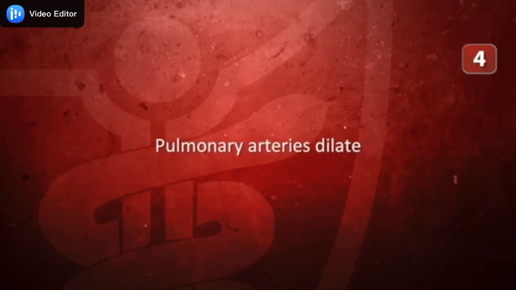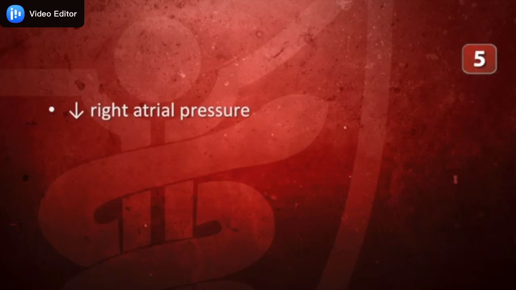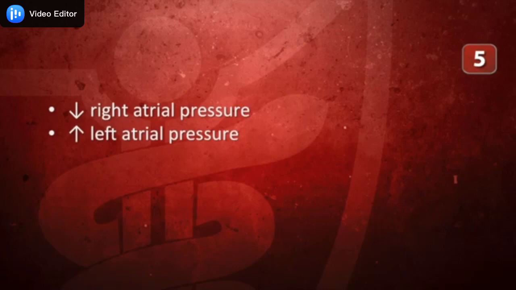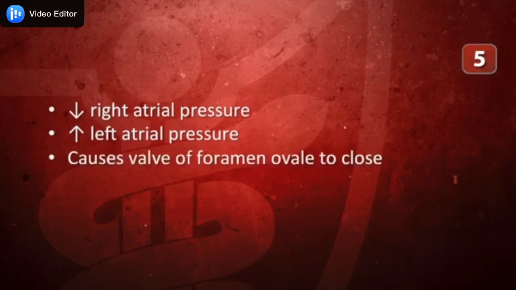The pulmonary arteries dilate further in response to the increased oxygenation of blood as respiration begins. This decrease in pulmonary resistance causes a sudden drop in pressure in the right atrium. Meanwhile, the higher pulmonary venous return to the left atrium from the active lungs causes an increase in pressure in this chamber. This reversal in pressure causes the valve of the foramen ovale to close.